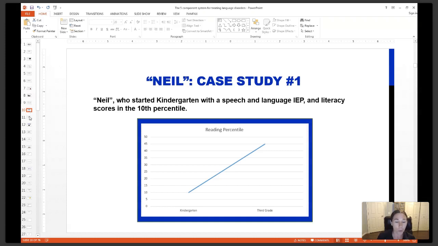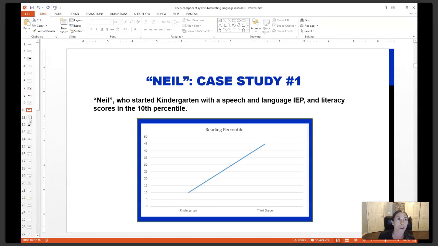And what happened was, when I actually worked on the right skills with him, on the screen here, you can see that he started in kindergarten in the 10th percentile. By the time he was in 3rd grade, his literacy scores had bumped up to the 45th percentile.